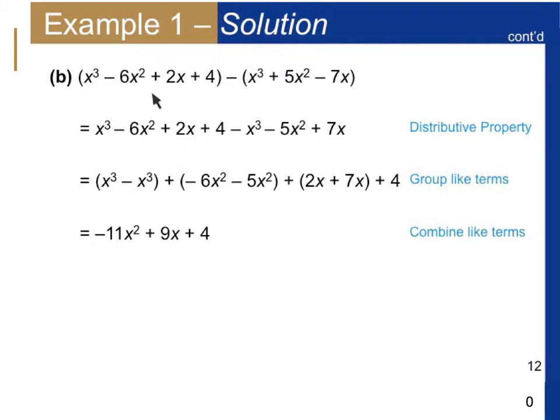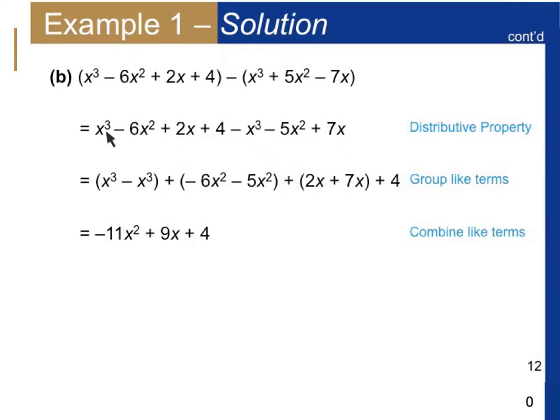Okay, now we're subtracting two polynomials. Remember, that's like multiplying -1 times that second one. So we're going to get x cubed, and that's going to be minus x cubed here, minus 6x squared, and then minus 5x squared there, plus 2x plus 4, and then a minus 7x, which gives us a plus 7x. So this minus is going to change the sign of everything in that second polynomial.